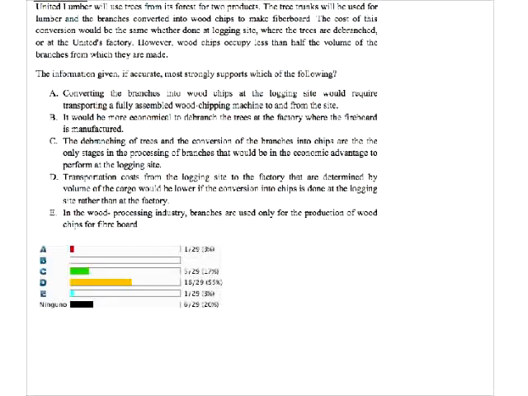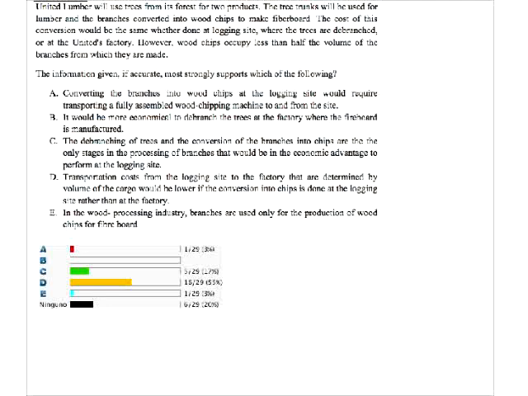So United Lumber will use trees from its forest for 2 products. The trunks will be used for lumber, and the branches will be converted into wood chips to make fiberboard. The cost of this conversion will be the same, whether it was done at the logging site or at United's factory. However, wood chips occupy less than half of the volume of the branches.